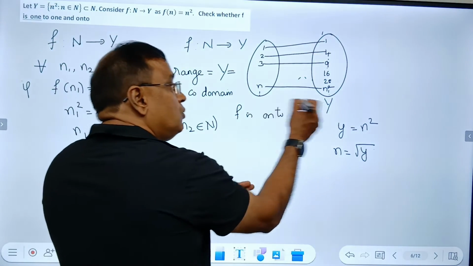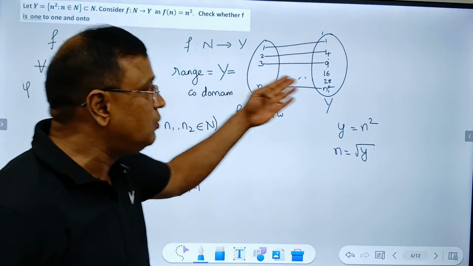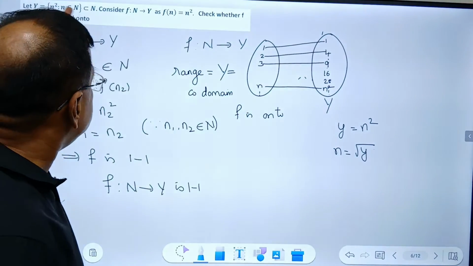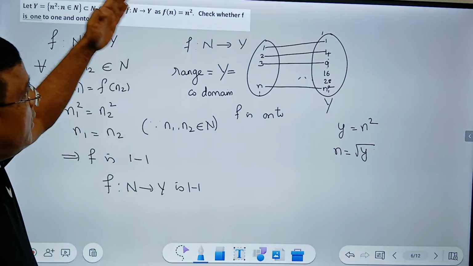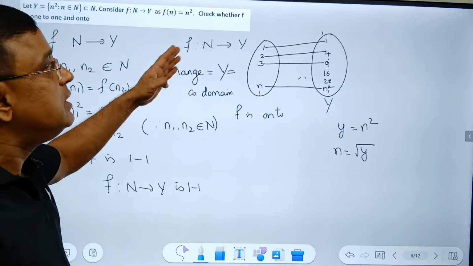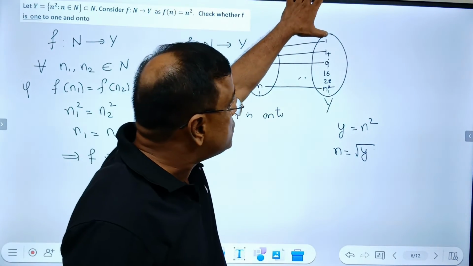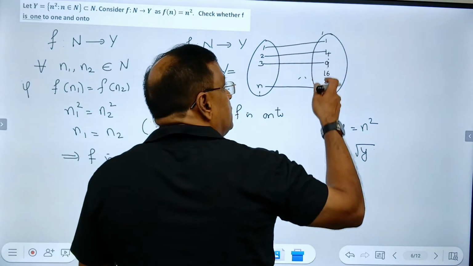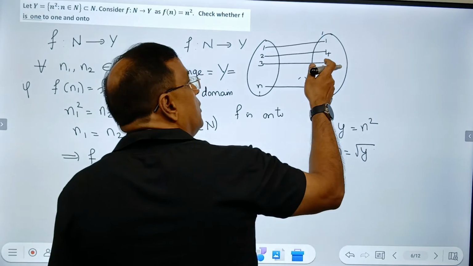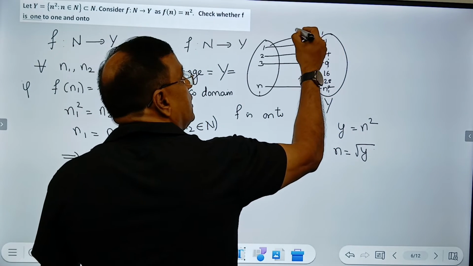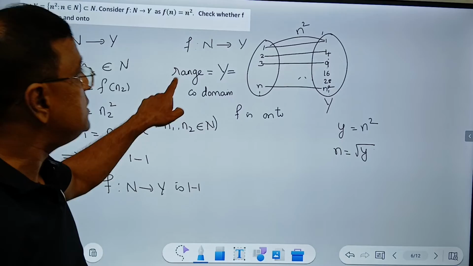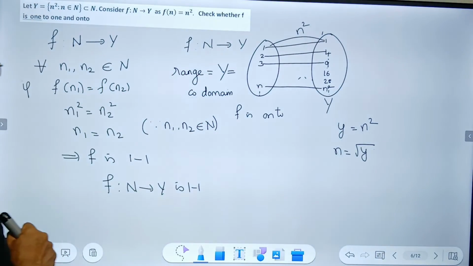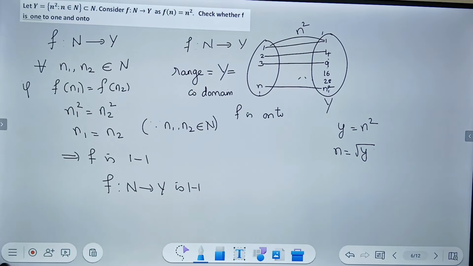If it was R to y, then it is a problem. If it is R to y, it cannot be 1 to 1. It cannot be onto also. But since it is from natural numbers to y, where y is only squares of natural numbers, 1, 4 and so on, every element in the codomain is going to be used under the function n square. Therefore, my range equal to codomain, therefore the function is onto. So the function is 1 to 1 as well as onto.